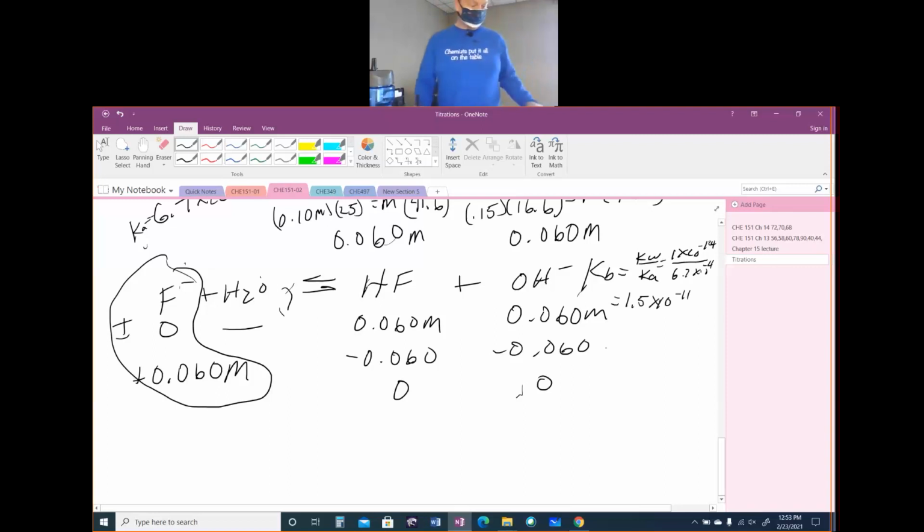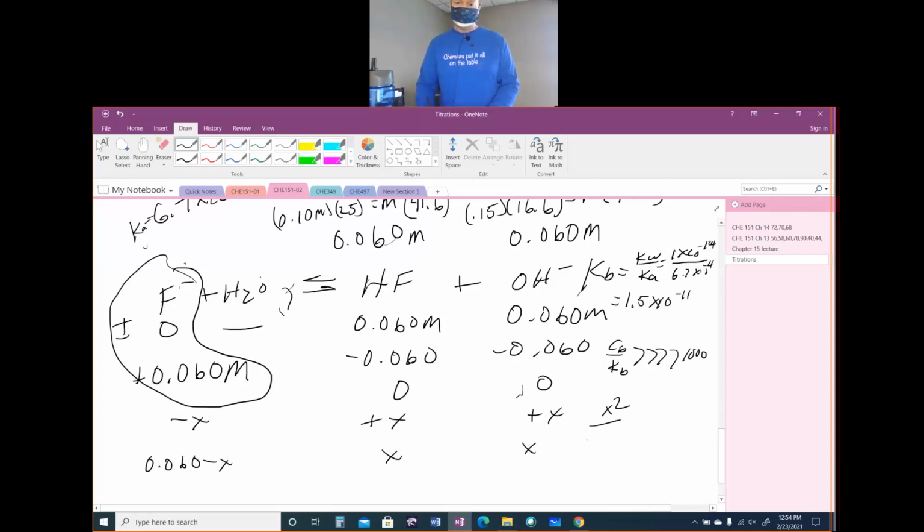So that is an extremely small K value, and you don't have to worry about checking your X value. Your initial 0.06, if you want to do that, you have your CB over Kb. Well, that is much greater than 1,000. It's a billion, because your Kb is so small. All that means is we do not have to check our answer for X. So we go minus X, plus X, plus X. We have 0.060 minus X, X, and X. And so X squared over 0.060 minus X is equal to the Kb.